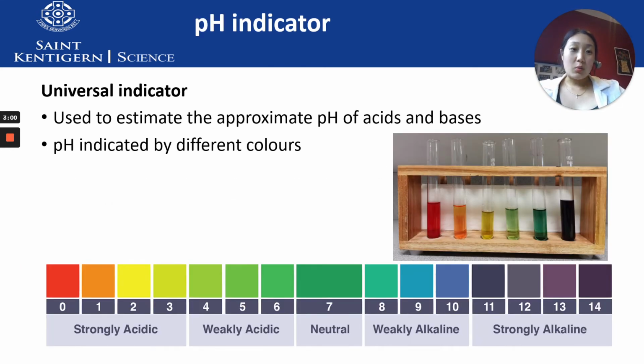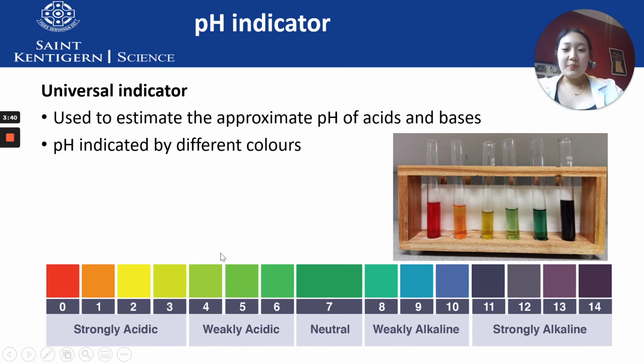The second one that we're going to look at is universal indicator. And universal indicator is used to estimate the approximate pH of acids and bases. And we can tell how strong or weak the base or the acid is by looking at the different colors. And universal indicator is more useful than litmus paper because not only can you tell if the substance is acidic or basic, you can tell how strong or weak the acid or base is. And you can see the different colors.